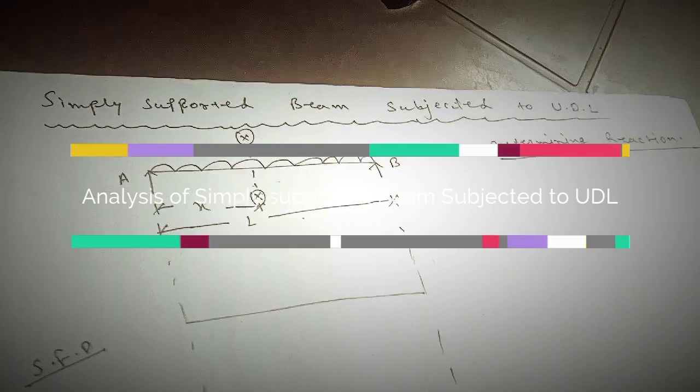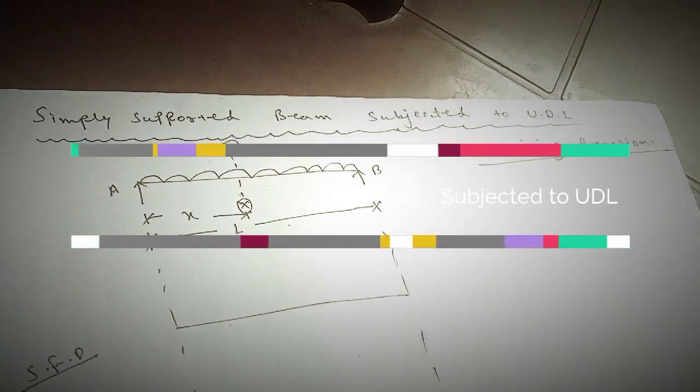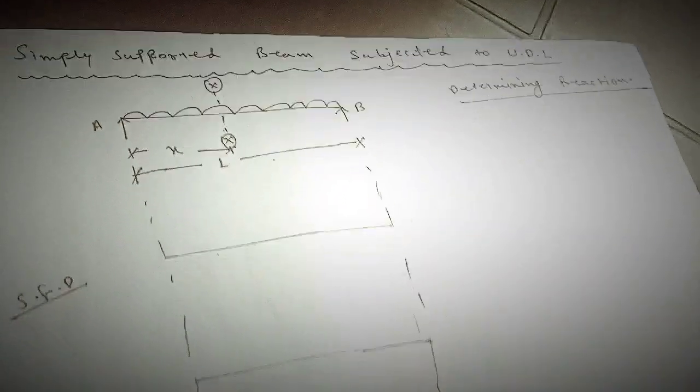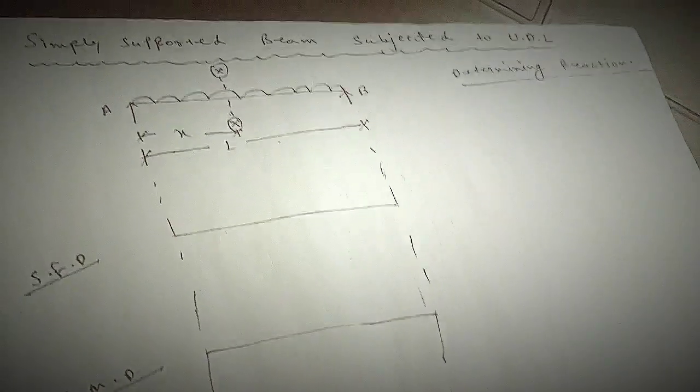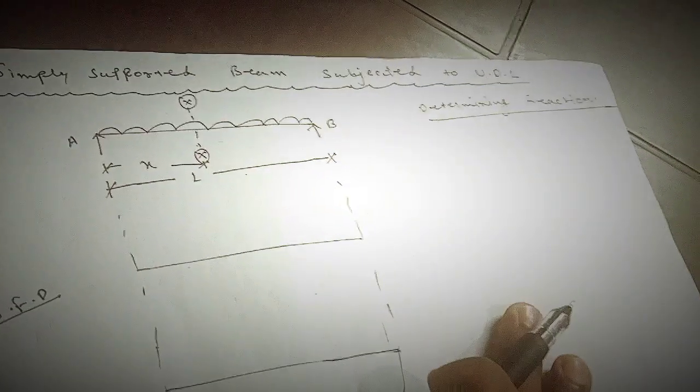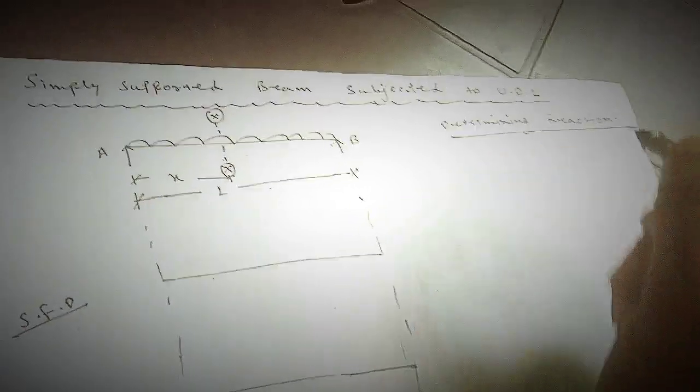Today we will do an interesting topic, which is a simply supported beam subjected to UDL. We will determine the shear force diagram and bending moment diagram for it. Before that we have to determine the reaction. So how will we determine the reaction?